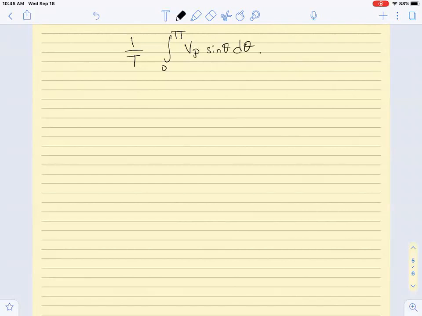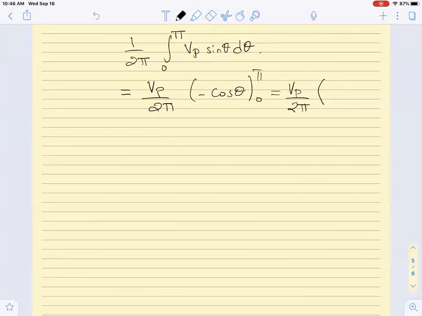If we look at the table of integrals, what is the integral? Sorry, not here, 1 over 2 pi. What is the integral of sine? Minus cosine. So this is Vp over 2 pi times minus cosine theta evaluated between 0 and pi. So this is equal to Vp over 2 pi times cosine pi, which is what?